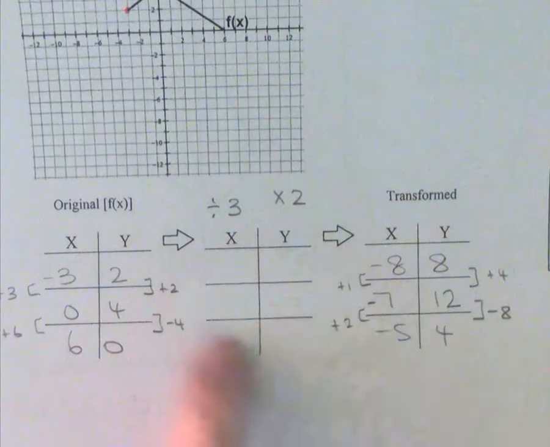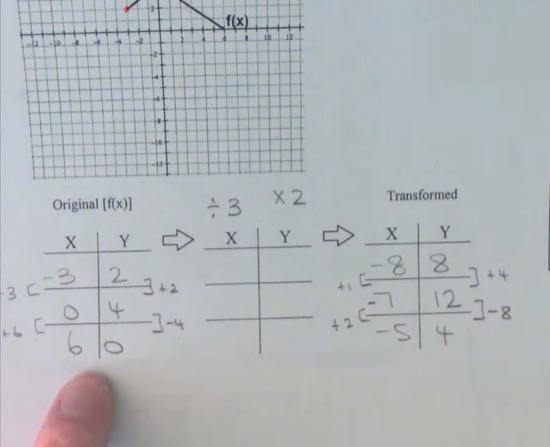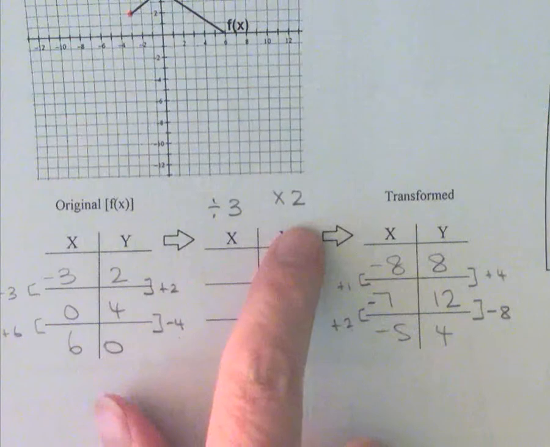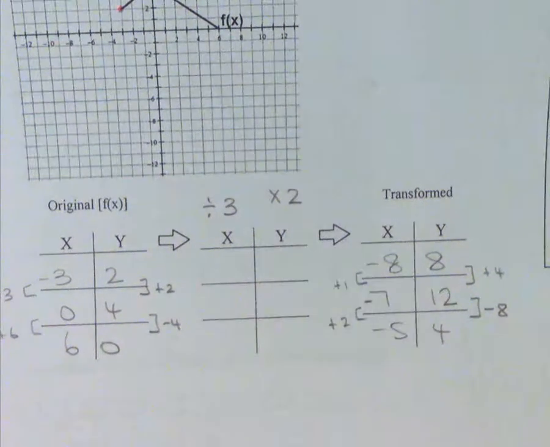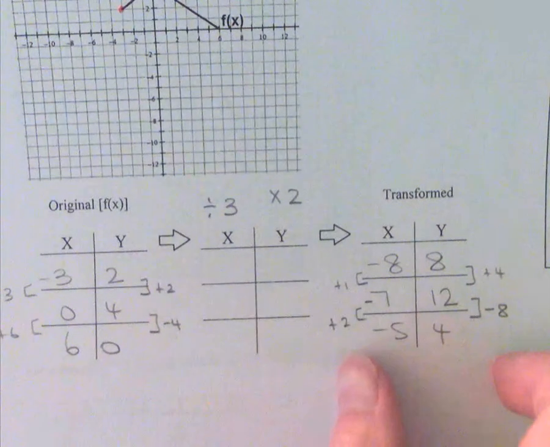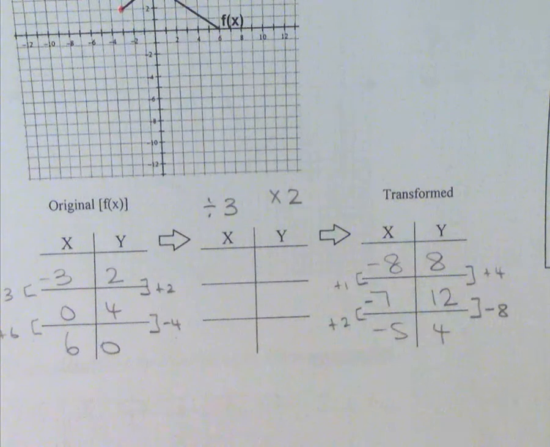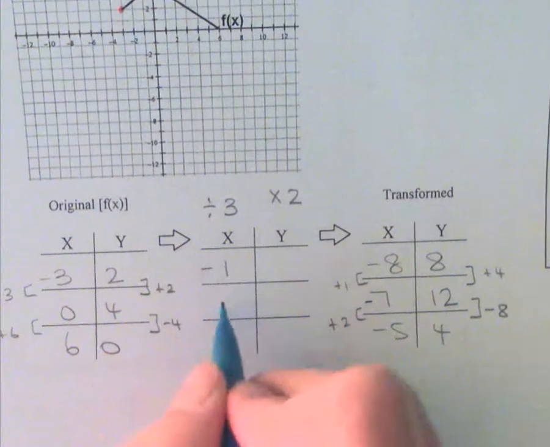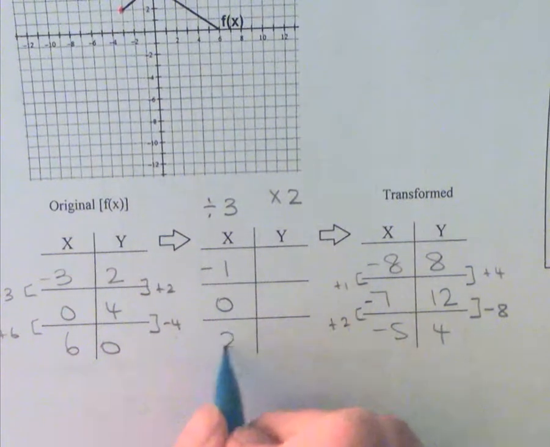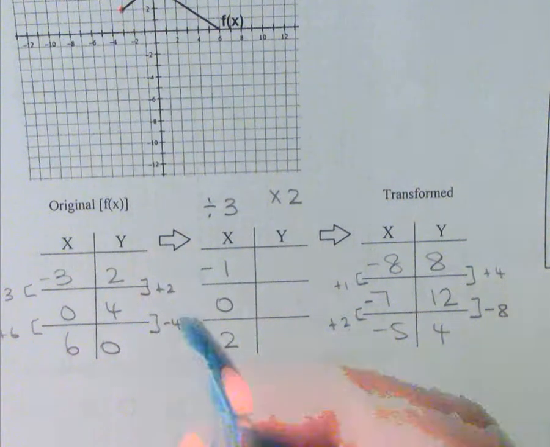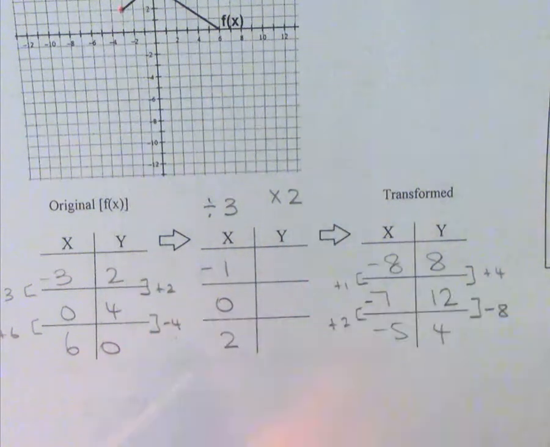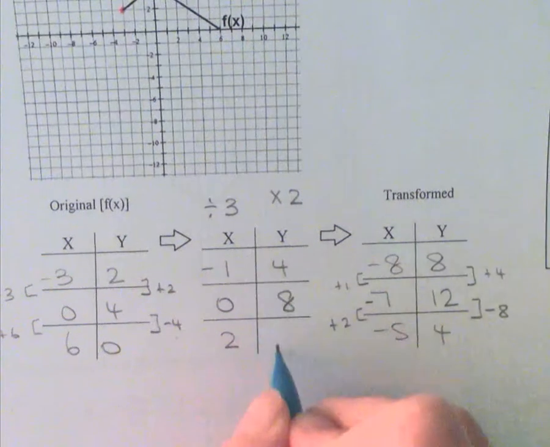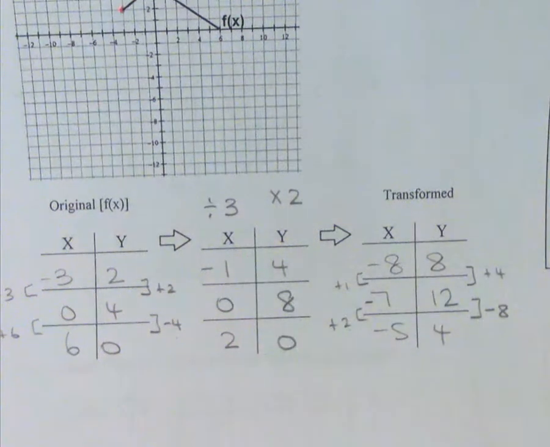So in this table, I'm going to take my original graph and divide by 3 and times by 2. Normally we would do all these tables together, the original and then all the transforms, but we're going to have to break it up. If I divide by 3, I get minus 1, 0, 2. I'm going to times all these values by 2. I get 4, 8, and 0.